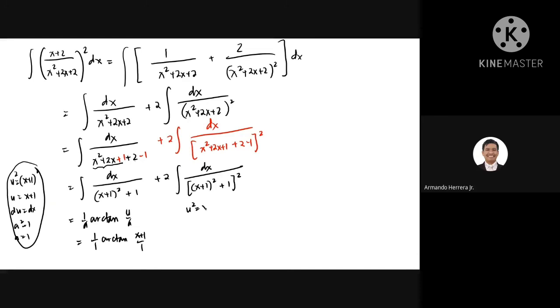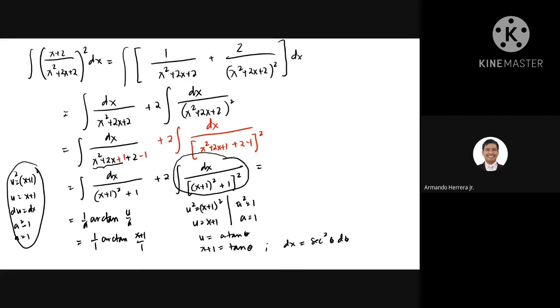So, u squared is equal to x plus 1 raised to the second power. U is x plus 1. A squared is 1, then a is equal to 1. So, using trigonometric substitution, u is equal to a tangent of theta since we have u squared plus a squared. So, x plus 1 is equal to tangent of theta. Then dx is equal to secant squared theta d theta. So this is now equal to, let's take this integrand first.